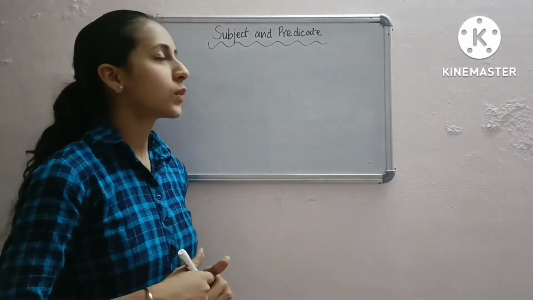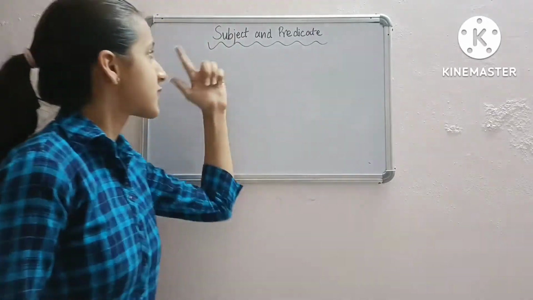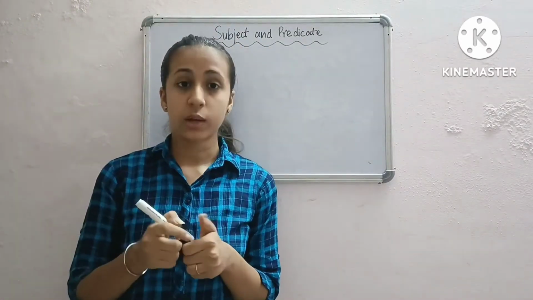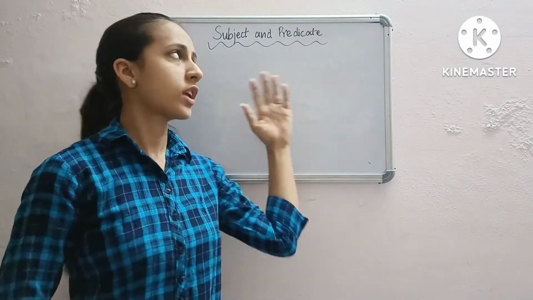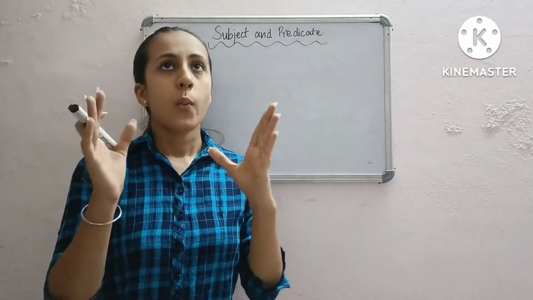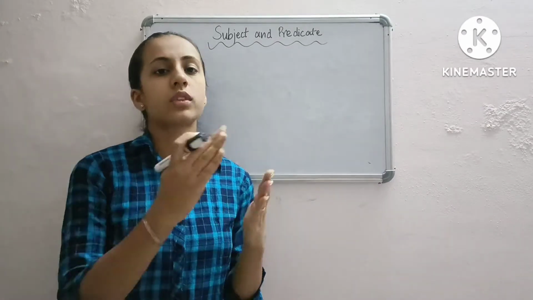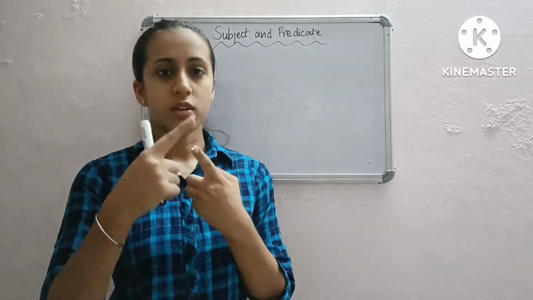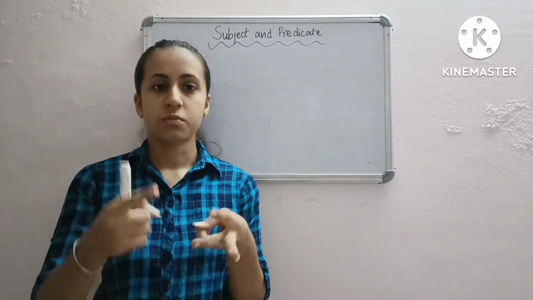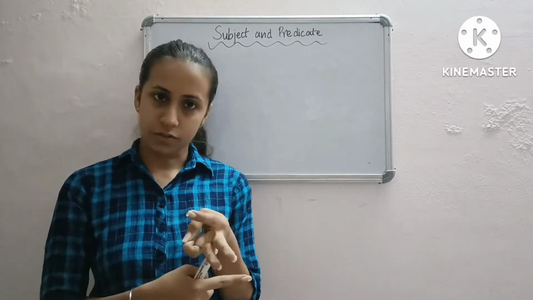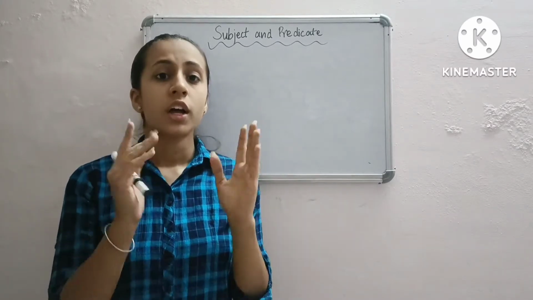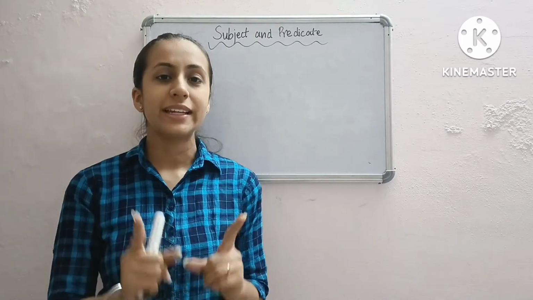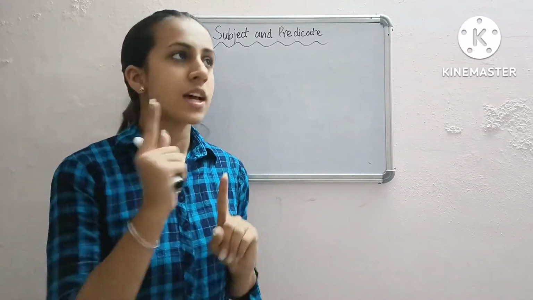Today we are going to start with an interesting topic, that is the subject and the predicate. Before beginning with this, I would just like to tell you what a subject and a predicate are. In the previous class we did the complete sentence: a sentence has a full stop, an exclamation mark or a question mark at the end, and it should begin with a capital letter. Only then it is known as a complete and meaningful sentence.